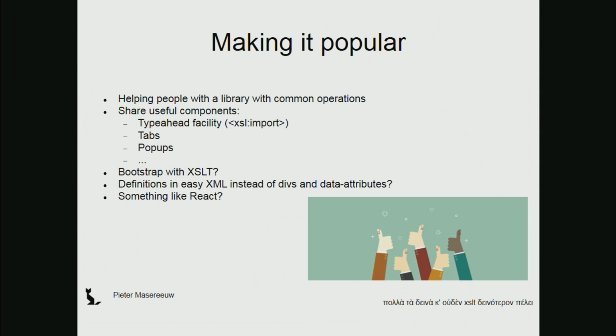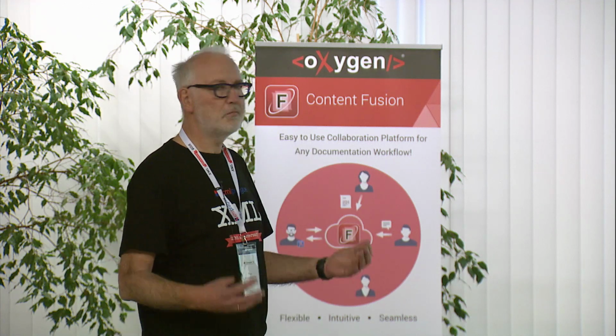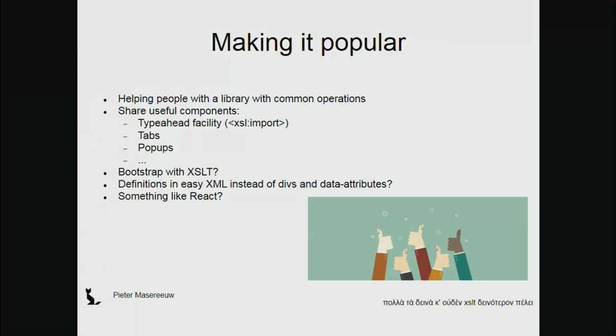Another thing is that I think we should make it popular somehow, because I don't have a commercial interest, but as a user, I would like to have a user community around it. So I think we should make it more popular by providing a library with very common operations, and perhaps we should do something like Bootstrap, that makes it very easy for users to create an application. Perhaps you know Bootstrap, that is an internet framework for creating applications. It consists of CSS and JavaScript. We could leave out the JavaScript and maintain the CSS and replace the JavaScript with XSLT.